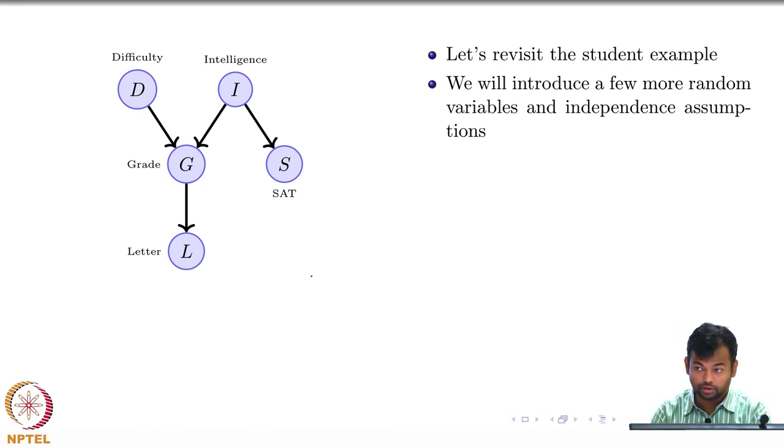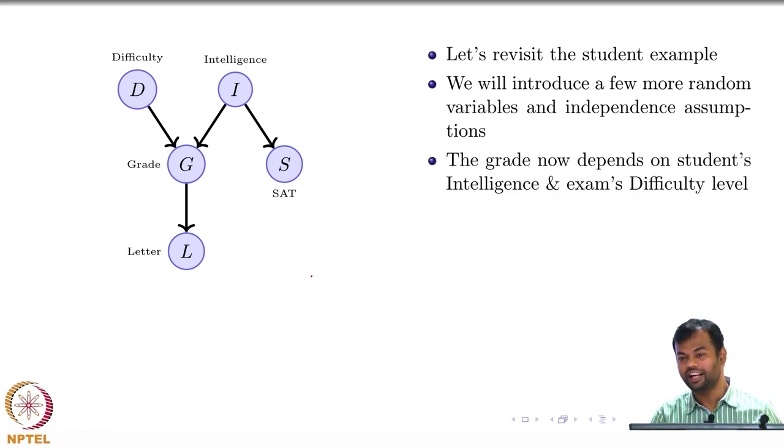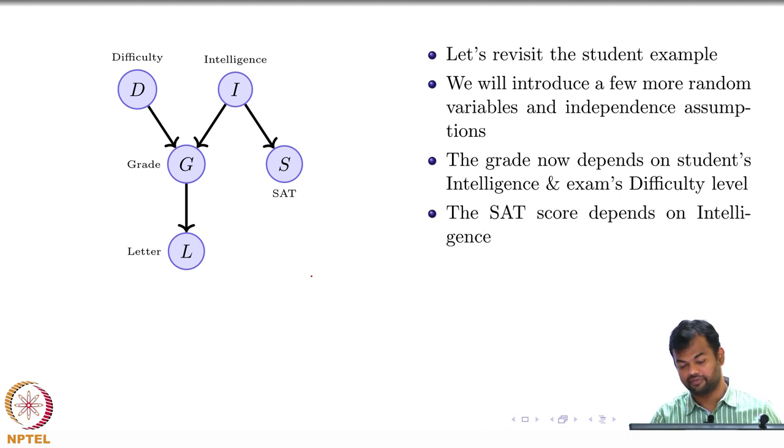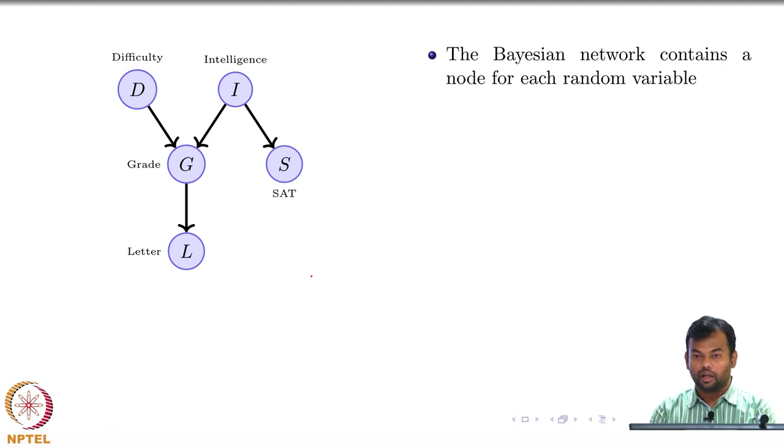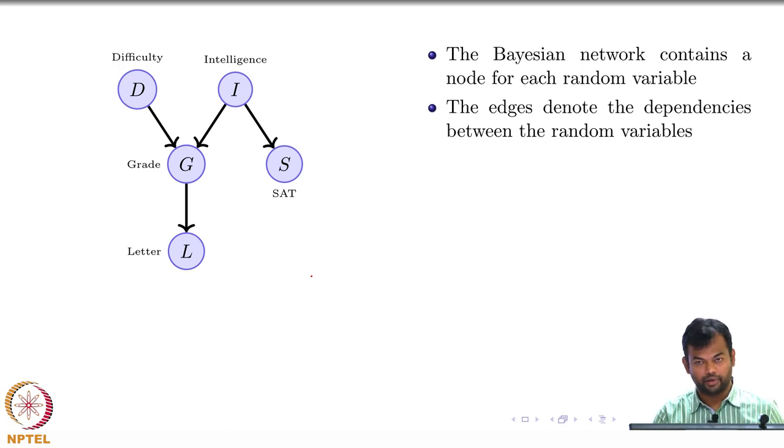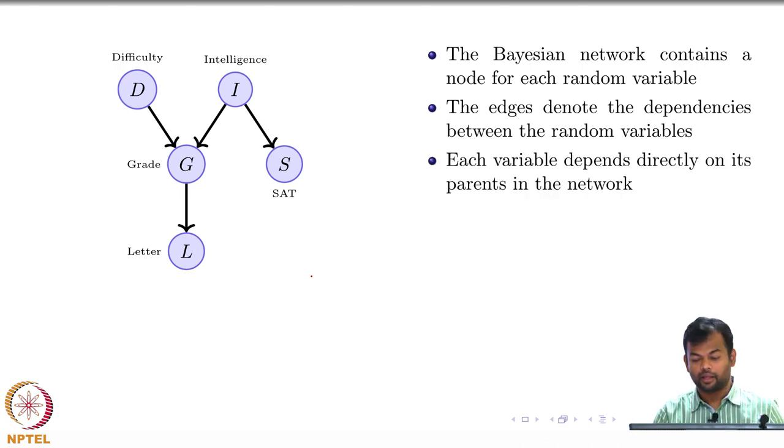Grade depends on intelligence and difficulty of the course. SAT score depends on intelligence, and there's a recommendation letter which depends on grade in the course, right? So the grade now depends on students' intelligence and the exam's difficulty level. The SAT score depends on intelligence, and the recommendation letter depends on the grade. Okay. Now the Bayesian network contains a node for each of these random variables, and the edges denote the dependencies and the direction of the dependency. Okay. Now one thing which is clear is that, that's why I asked you to tell me what the dependencies are, and that's very easy to say because each variable clearly depends on its parent, and that's how we have actually constructed the graph, right?